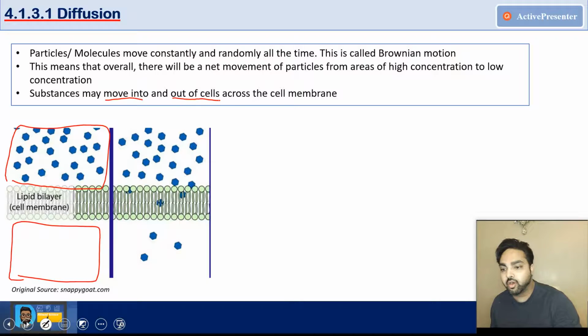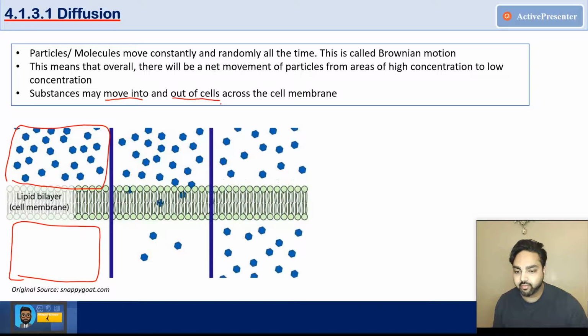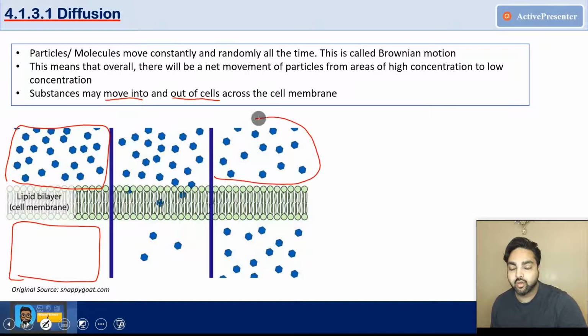So you've got a situation where substances are moving in, diffusing across the cell membrane, and this is a very zoomed in picture of what is happening at a cell membrane. Eventually what you'll end up with is equal amounts of a substance outside the cell and inside the cell.